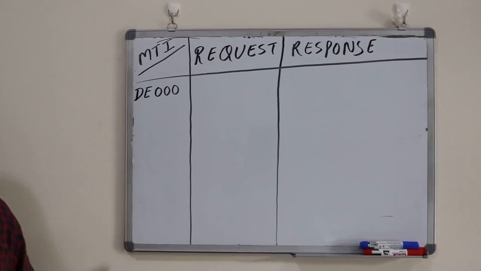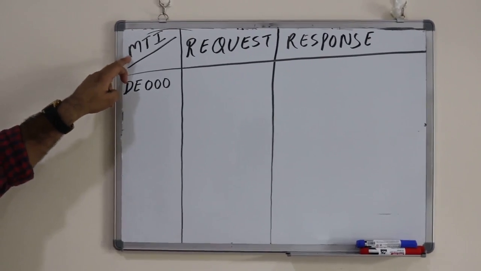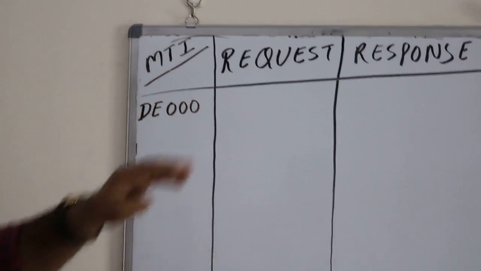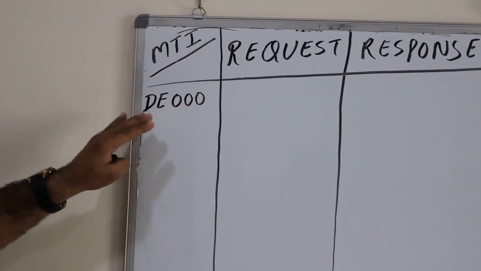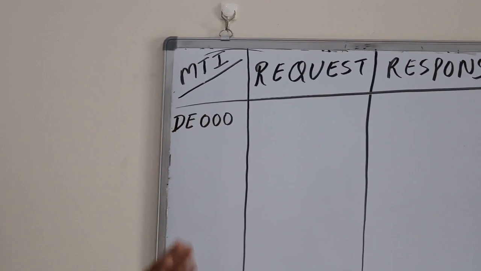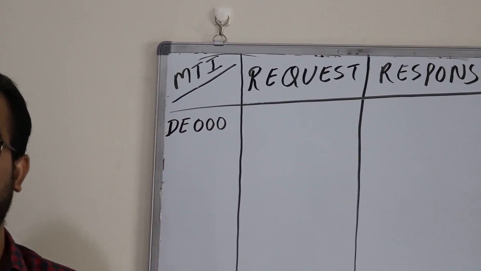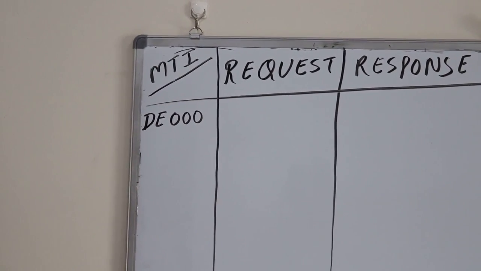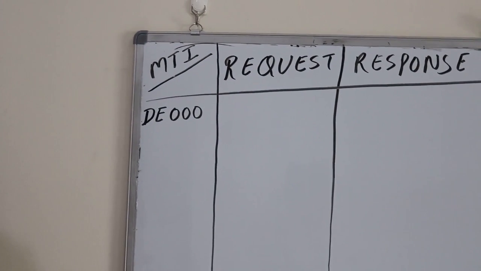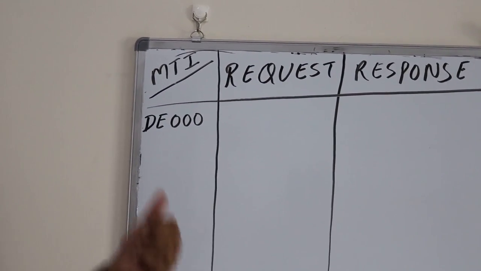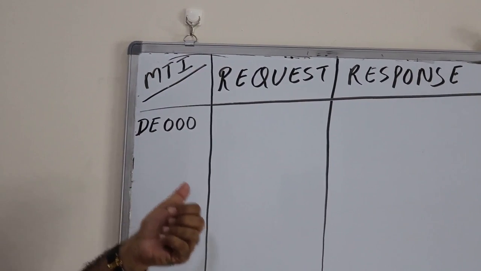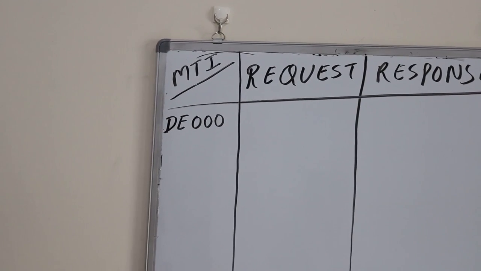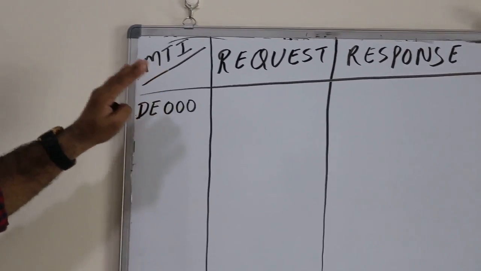So let's start with the first field, which is the message type indicator, MTI. We normally call it data element 000, because this is the base element of any message. Without this particular data element, a message cannot be constructed. It means a sender cannot send it to a receiver without having this data element in the authorization request or message which we are sending from sender to receiver. So MTI is message type indicator.